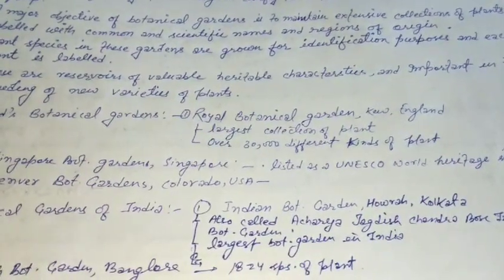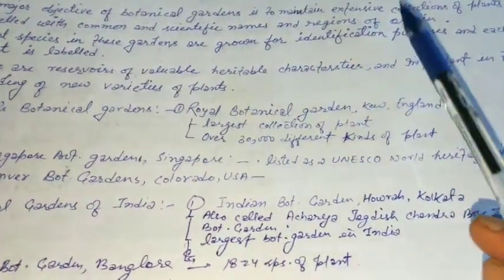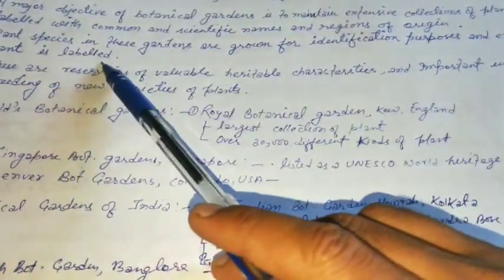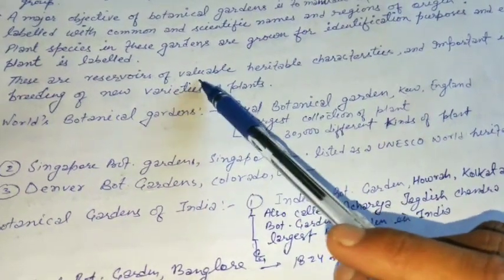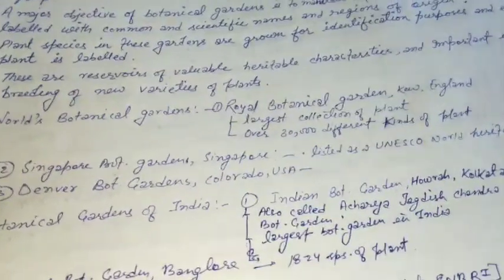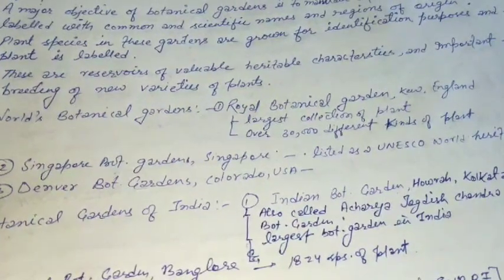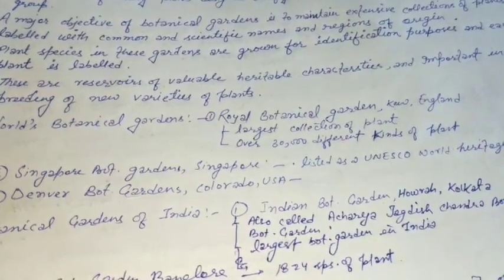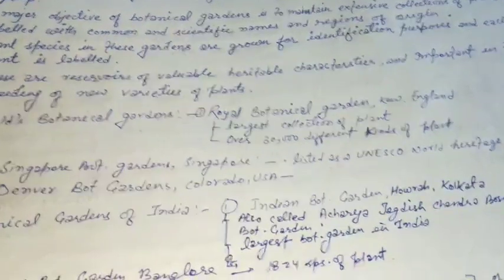The plant species in these gardens are grown mainly for identification, and each plant is labeled. Labeling means the common name, scientific name, family, etc. are marked on the plant. So the main purpose of the botanical garden is identification, showing relationships within plant groups, and maintaining an extensive collection of plants.